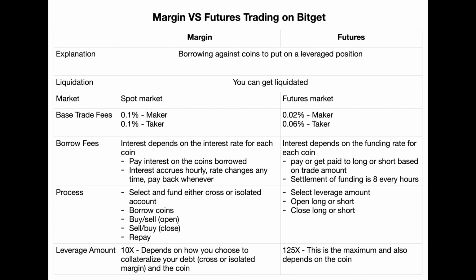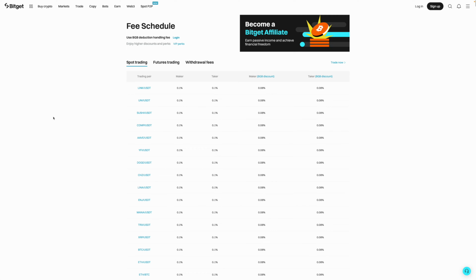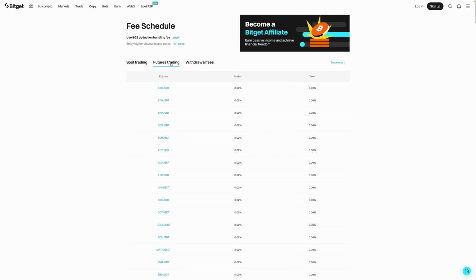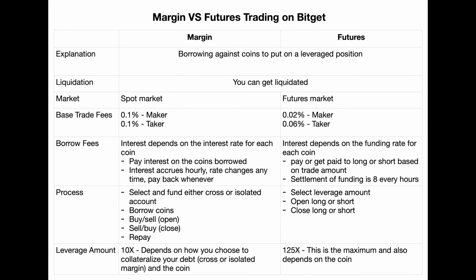As for the base trade fees, they also differ. For spot trading, the fee is 0.1% for both makers and takers, while futures trading is 0.02% for makers and 0.06% for takers. Now, when it comes to borrow fees, they both have their own fee structure.